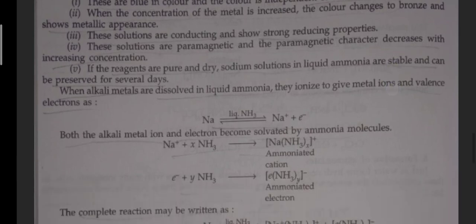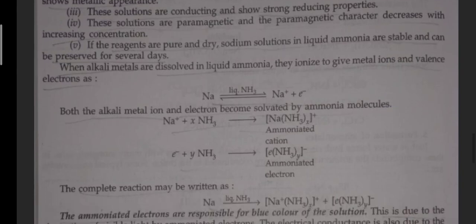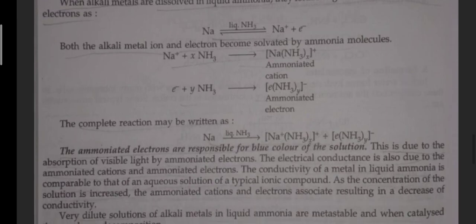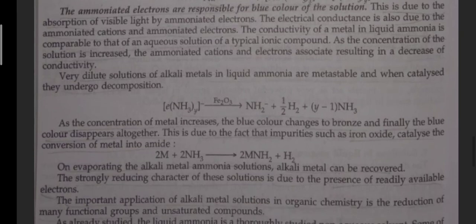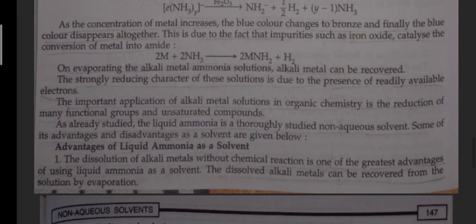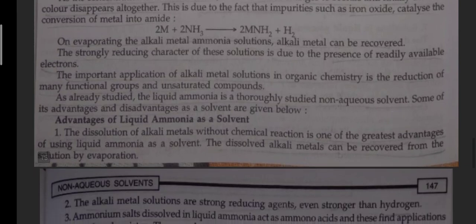When alkali metals are dissolved in liquid ammonia, they ionize to give metal ions and valence electrons. Both the alkali metal ion and electron become solvated by ammonia molecules. The ammoniated electrons are responsible for the blue color of the solution. This is due to the absorption of visible light by ammoniated electrons. The electrical conductance is also due to the ammoniated cation and ammoniated electrons. The conductivity of a metal in liquid ammonia is comparable to that of an aqueous solution of a typical ionic compound. As the concentration of metal increases, the blue color changes to bronze and finally the blue color disappears altogether. This is due to the fact that impurities such as iron oxide catalyze the conversion of metal into amide. On evaporating the alkali metal ammonia solution, the alkali metal can be recovered.